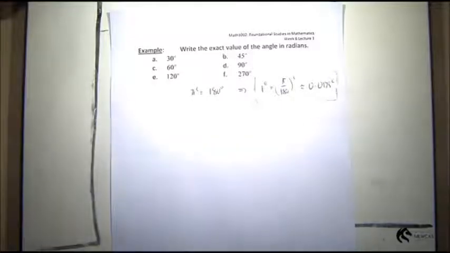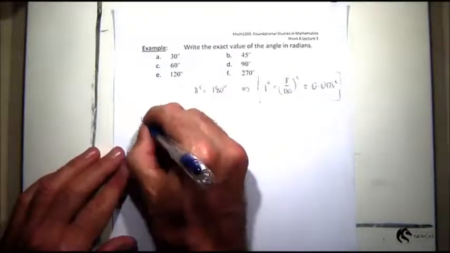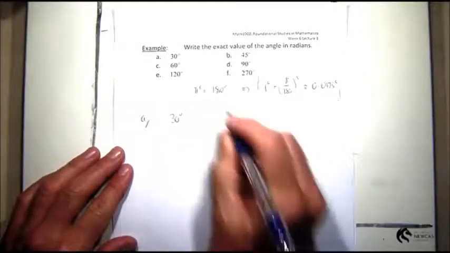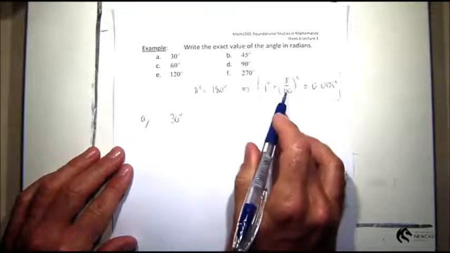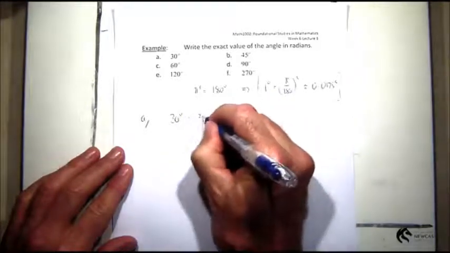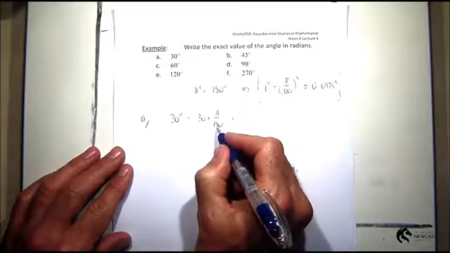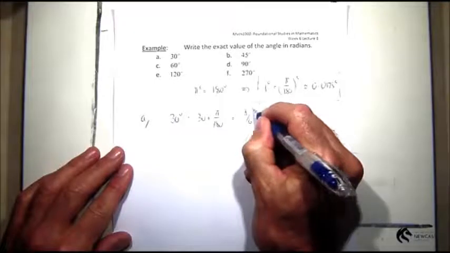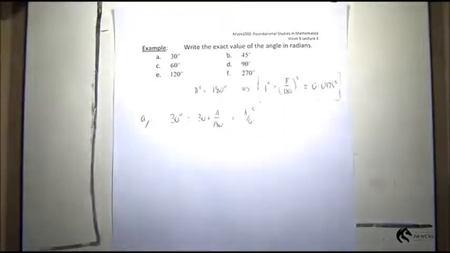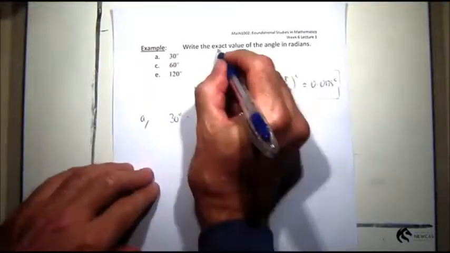1 degree is small, of course. So, I can now do these. If 1 degree is pi on 180, 30 degrees will be 30 times pi on 180 radians. Now 30 into 180 is 6, so that is the same as pi on 6 radians. That's the exact value.